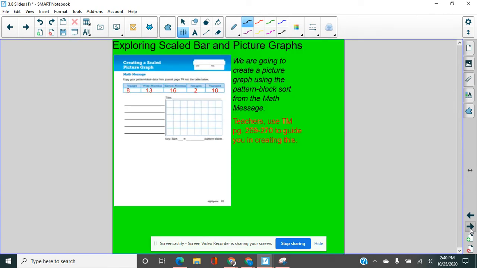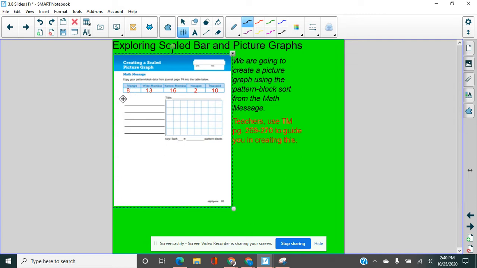All right, and we are going to actually just go ahead and write this data here. So write these numbers: 8, 13, 16, 2, and 10. Write those down. Okay, those are going to symbolize different pattern blocks, pattern blocks that you could count. And we're kind of making this data up, right? And that's okay. So the first type of shape is triangle.